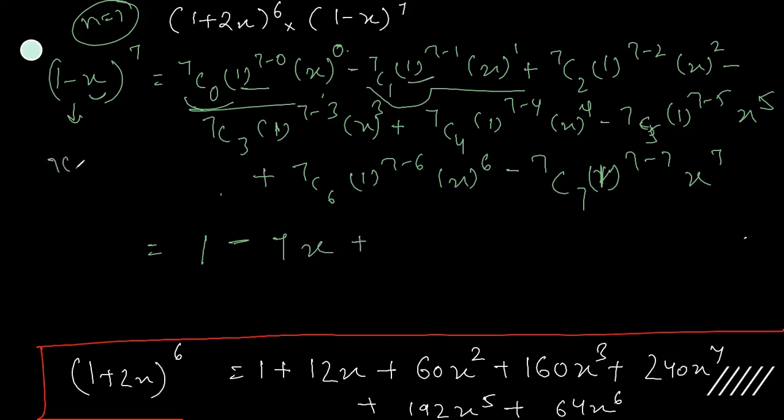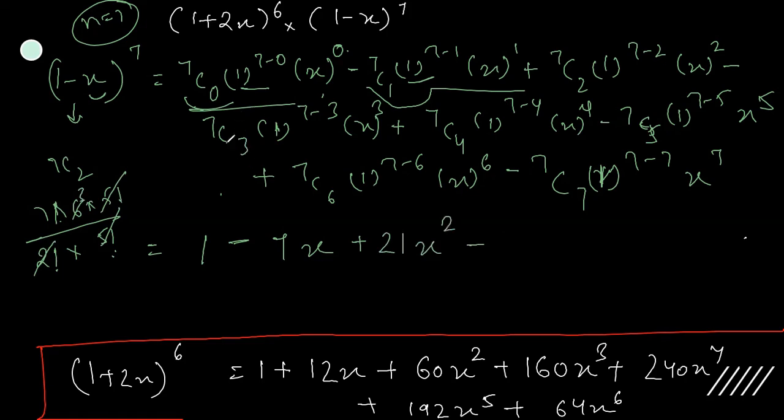Then 7C2, when you open this: 7 factorial divided by 2 factorial multiplied by (7 minus 2) factorial, that is 5 factorial. So you open 7 factorial till 5. So 7 times 6 times 5 factorial, they will cancel out. 2 factorial means 2 times 1, which is 2 only. So 2 times 3 is 6. So 21x raised to the power 2.